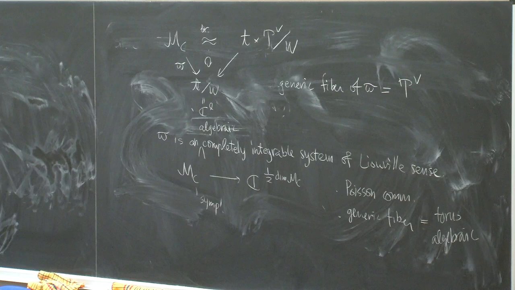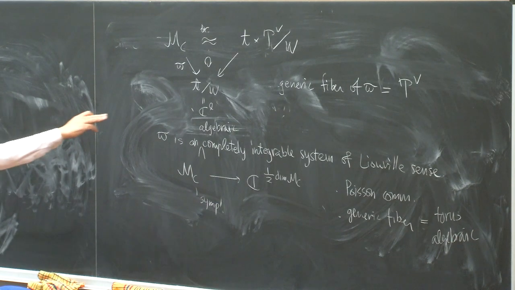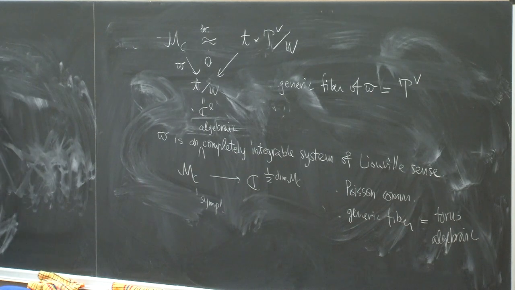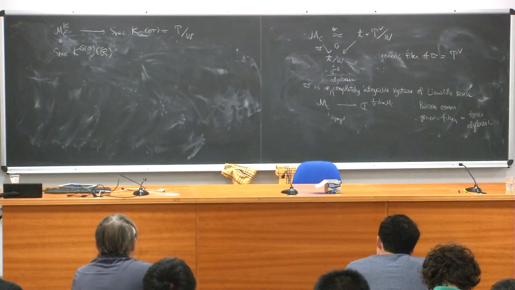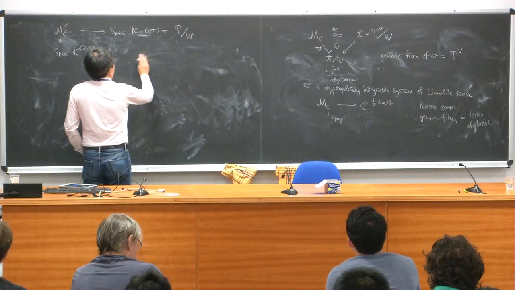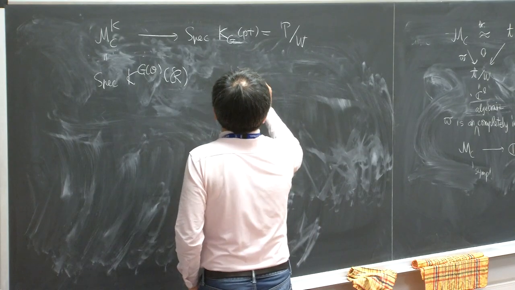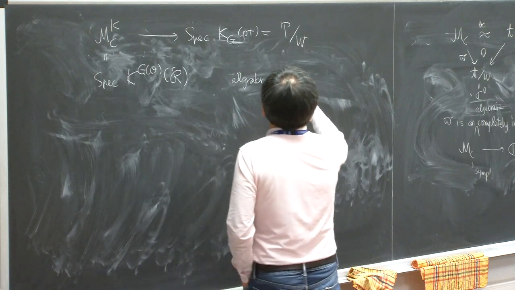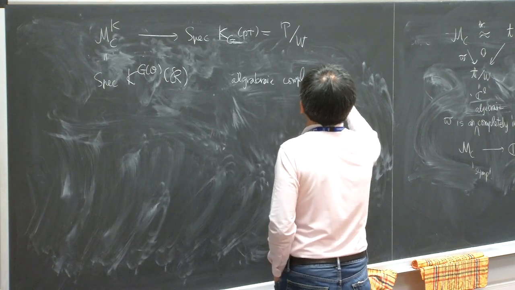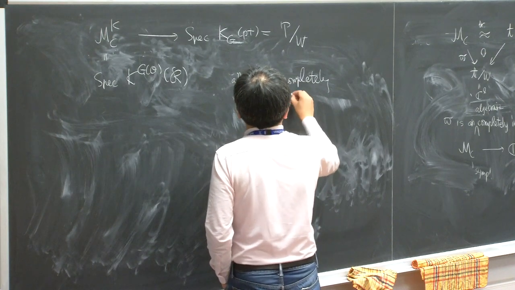Then the corresponding target space is the spectrum of equivariant K-theory of a point. Then this is similar to the equivariant homology of a point. This is also well known. So this is just T divided by W. And similarly, this is an algebraic completely integrable system.